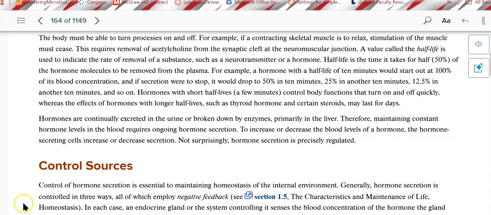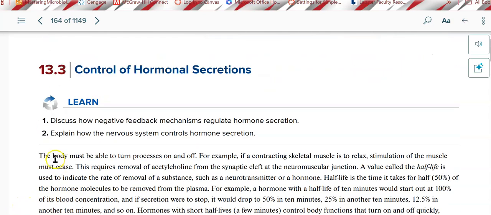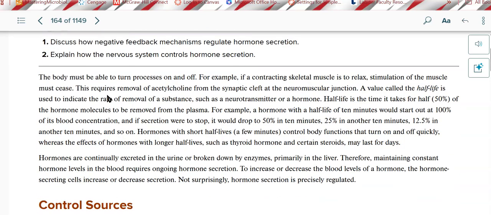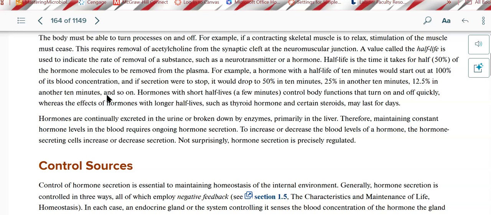Okay, this section, it's section 13.3 of the text, controlling hormonal secretions. This seems a little out of place to me, but it's still good information. They talk a little bit here about half-life. And considering that most of you taking this course are probably going into nursing, this is something that's going to be familiar to you if it isn't already.